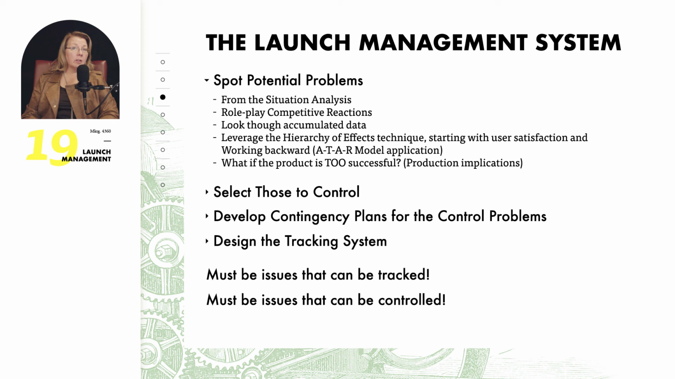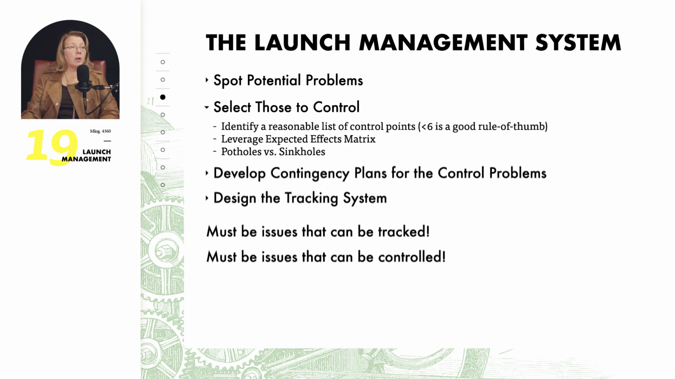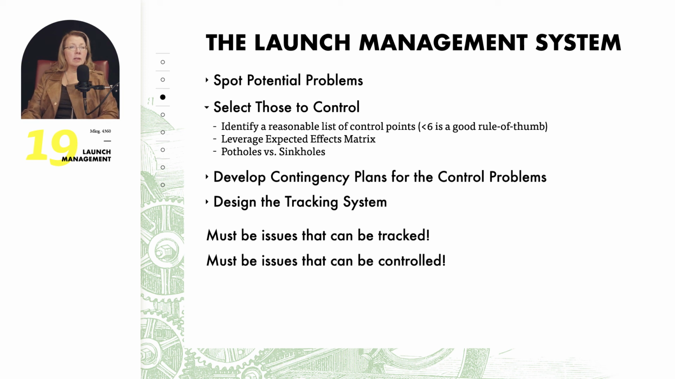Does your channel have the capacity to support the demand that's much higher than you anticipated? So that's another potential source of a problem for you to try to track. All right, so based on that sort of brainstorming of potential problems, you need to identify the ones that you're going to actually track. Okay, so you don't want to have too many. Less than 6 is a good rule of thumb. And you need to be thinking through the ones that are most important.